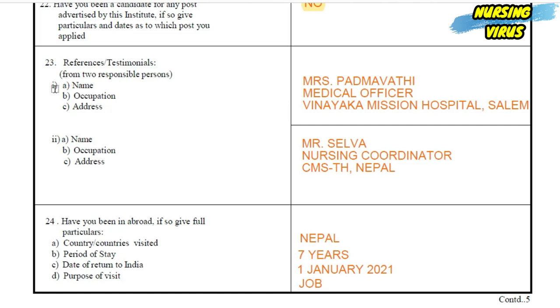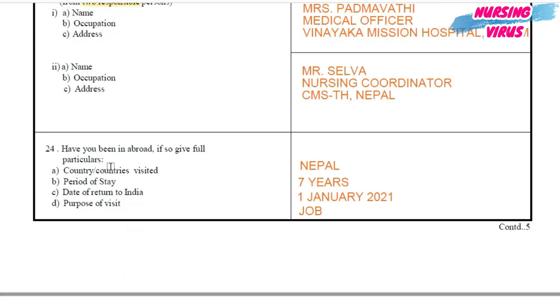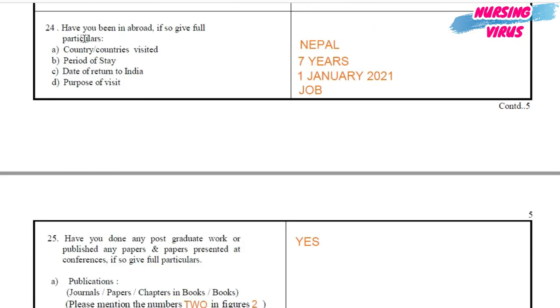So this is for the reference. Well-known people, your parent institution principal number, or your currently working area chief head number, you can write in these 2 columns. They asked for 2 references, so you can write those 2 details, that is name, occupation and address. And the 24th, have you been abroad? If so, give full particulars. So if you have gone abroad in the past recent years, you can mention. Since I have worked in Nepal, I have given all those details. If you have not visited abroad, just simply write no.